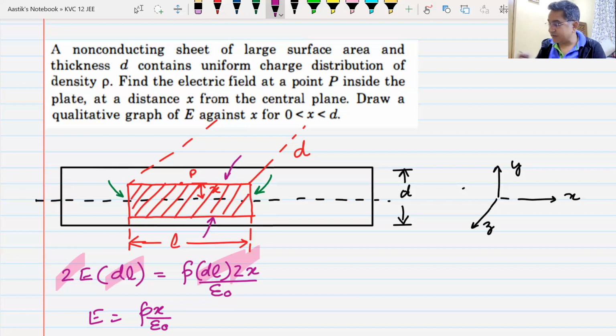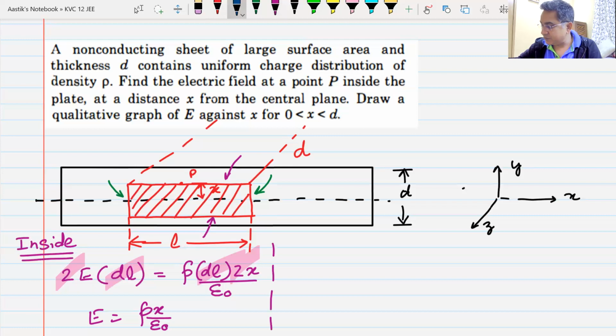This was for electric field inside. Now taking the hint from electric field inside and how I've created the Gaussian surface, can you tell me what will be the formula for outside? Once you derive it, remember it for the rest of your life, at least till the day you are giving your JEE.